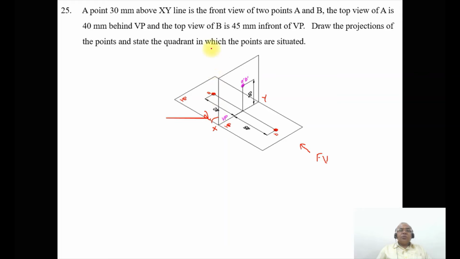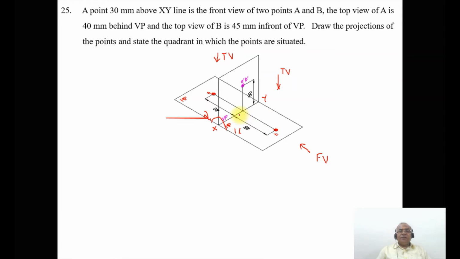Now, when you look from the top view, you can see the distance behind VP. And the top view of B, when you look from the top view, this is the top view of B. So it is in front of VP. In front of VP, where are you going to get it? You are going to get it in the first quadrant. So this is the first quadrant. So 45 mm in front of VP.